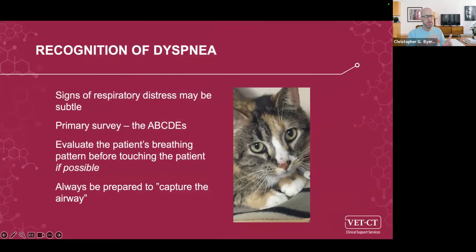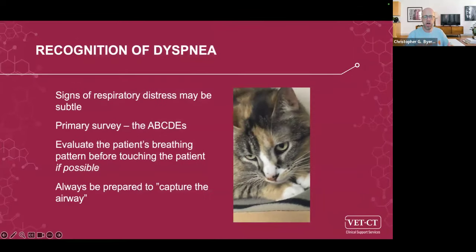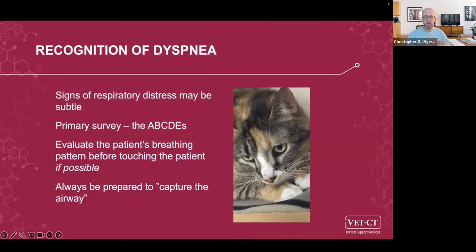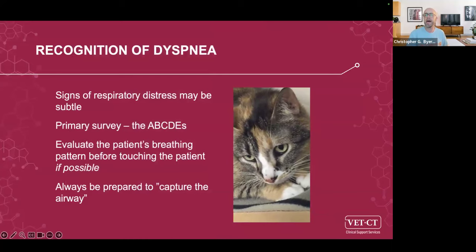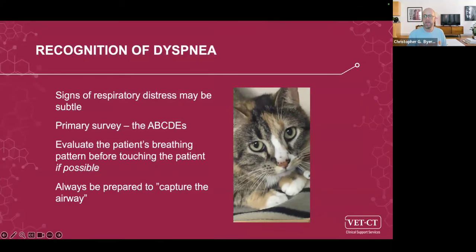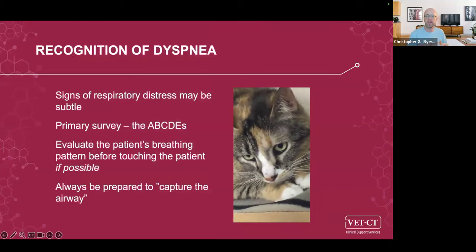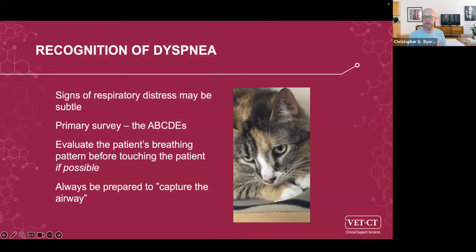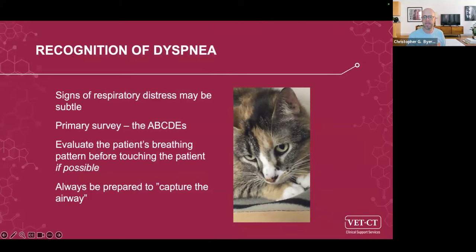So the first job for each of us when we are presented a patient in respiratory distress is actually identifying that. And that's not meant to be a trivial point. It is often quite challenging. And I use the cat that you see on the right side of your screen as a classic example.